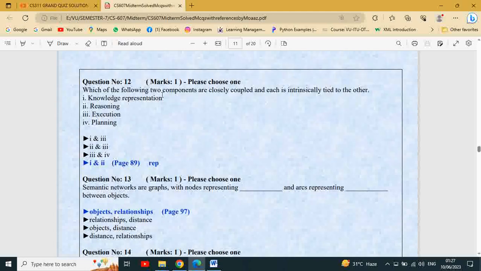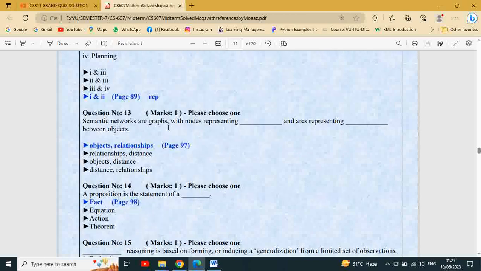Which of the following two components are closely coupled? These are knowledge representation and reasoning. Semantic networks are graphs with nodes representing objects and arcs representing relationships. The node will represent the object and the arc will represent the relationship.